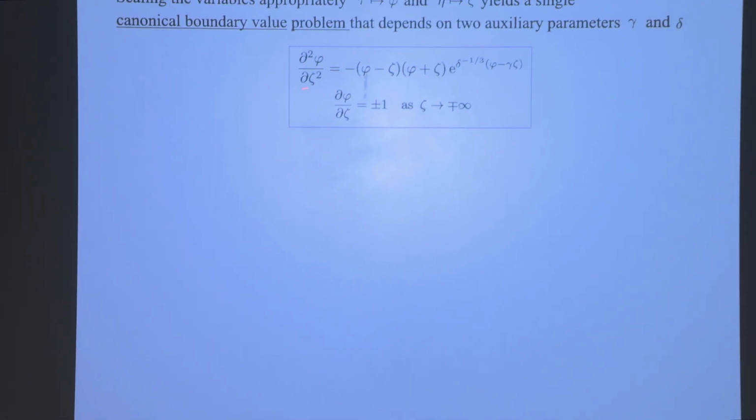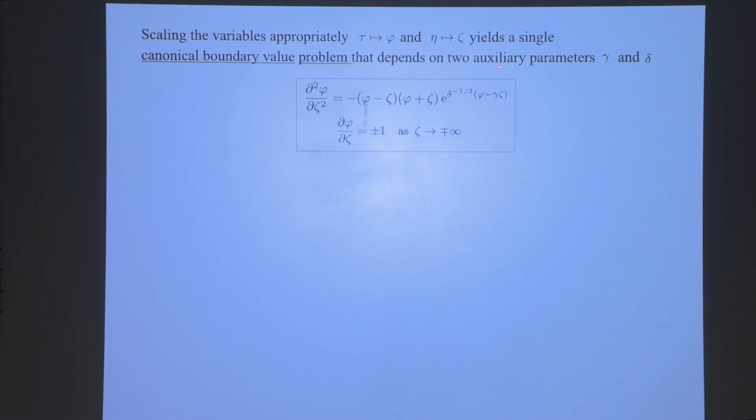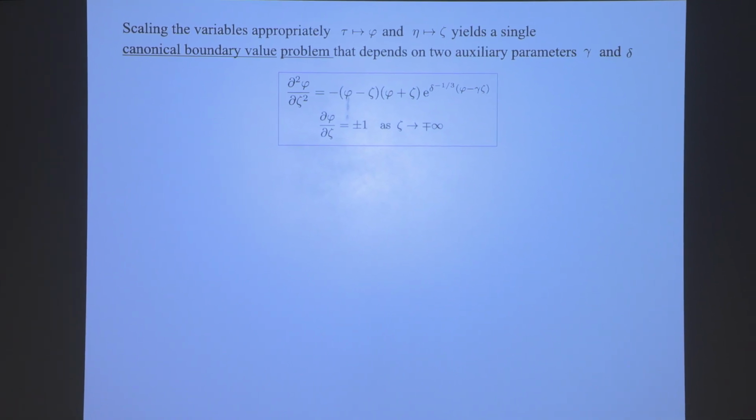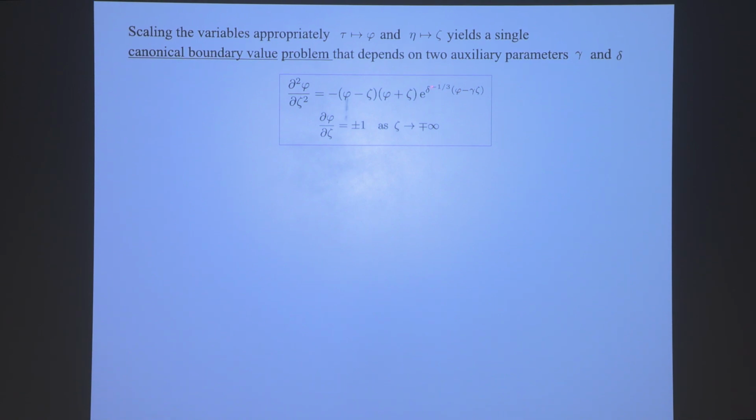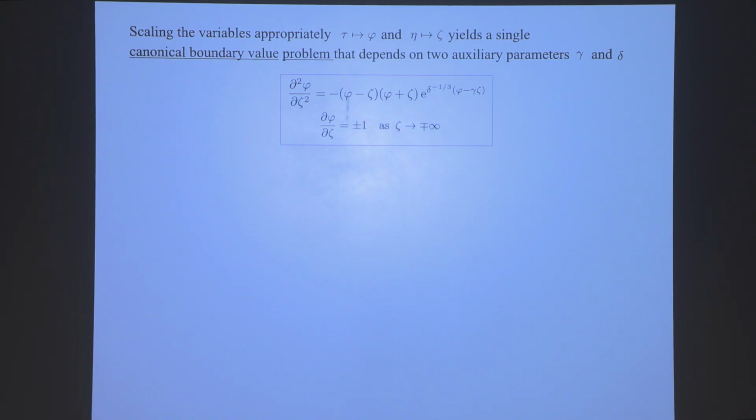again, the problem can reduce to a single canonical problem. So no matter what the condition outside, the problem always reduces to this form, but now it has two coefficients, two parameters. I call them auxiliary parameters, delta and gamma. Gamma is not the ratio of specific heats here. It's whatever I will define soon. And the boundary conditions are similar to what you had before. So this is the boundary value problem that describes what's going on inside the reaction zone.